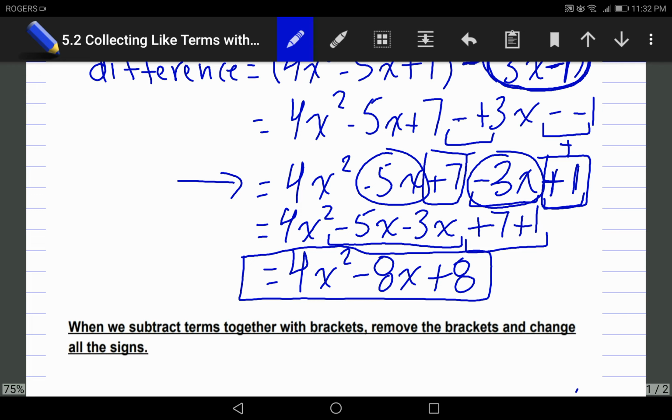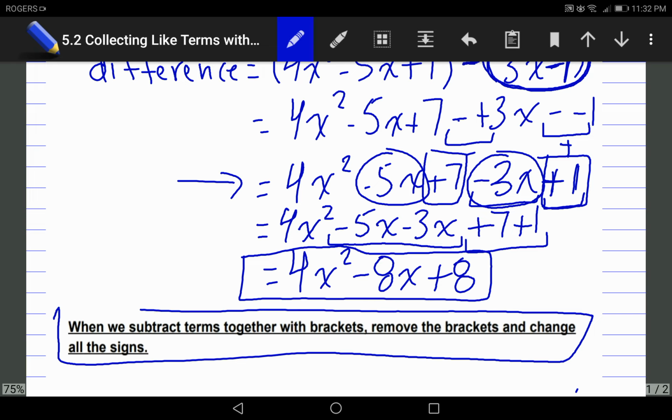So what's our final tip there? Just like we had above, when we subtract terms together with brackets, remove the brackets and change all the signs.